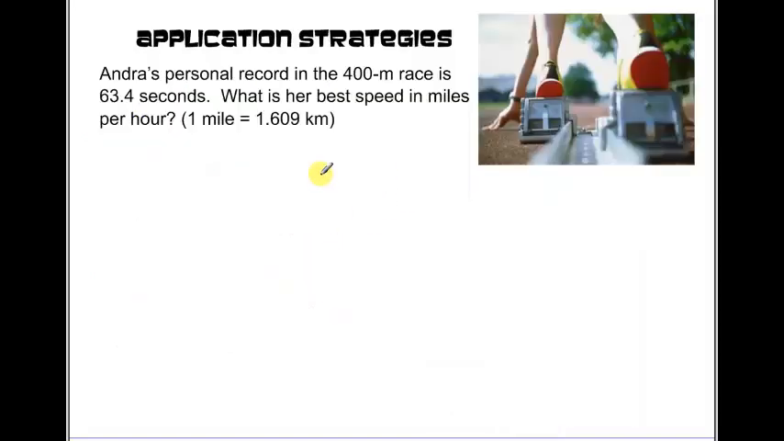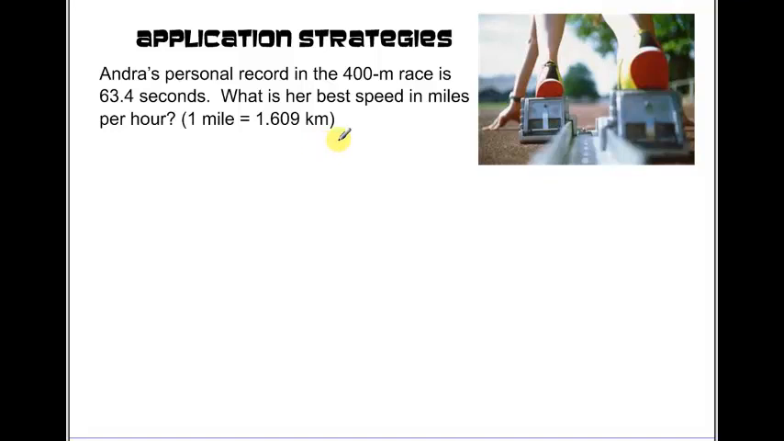All right, now when it comes to applications where you're really working these out in real life, you need to know how to kind of lay out your plan. So let's read through this. Step 1 is always to read it. Andra's personal record in the 400-meter race is 63.4 seconds. We want to know, what is her best speed in miles per hour?